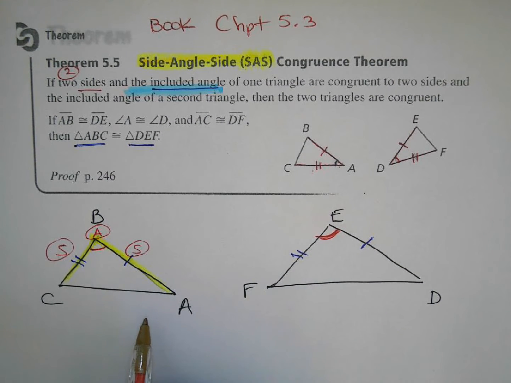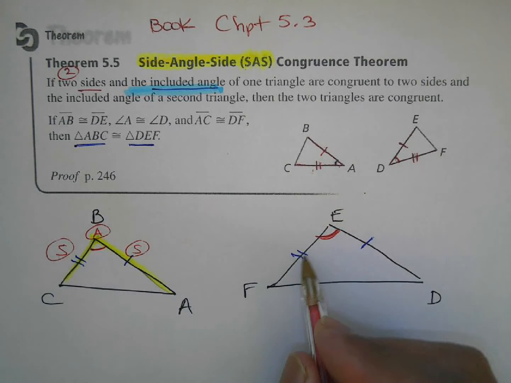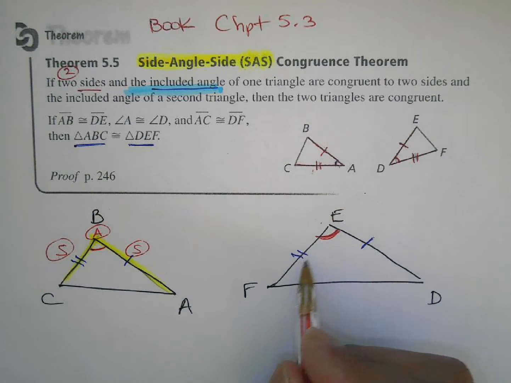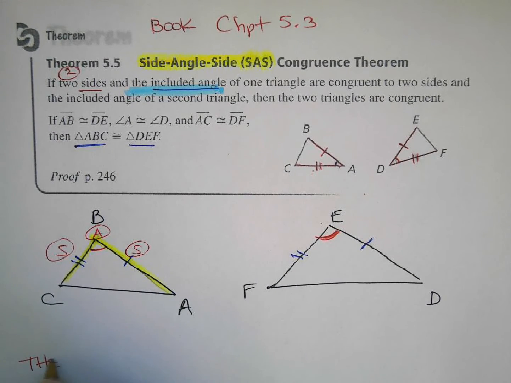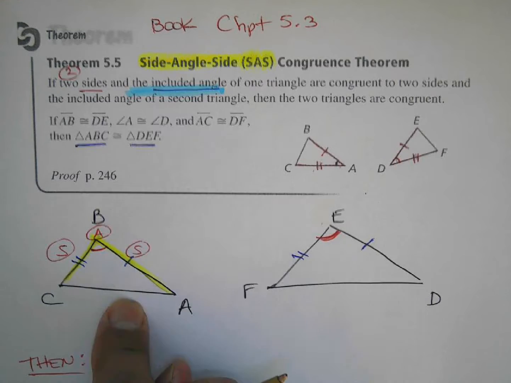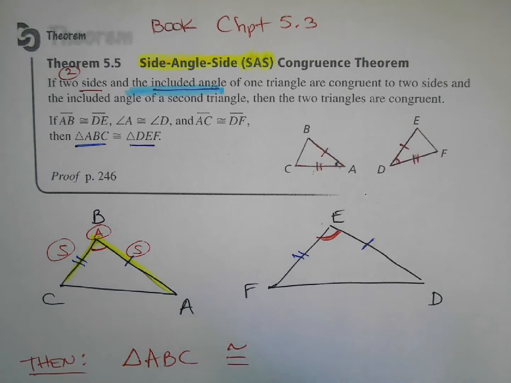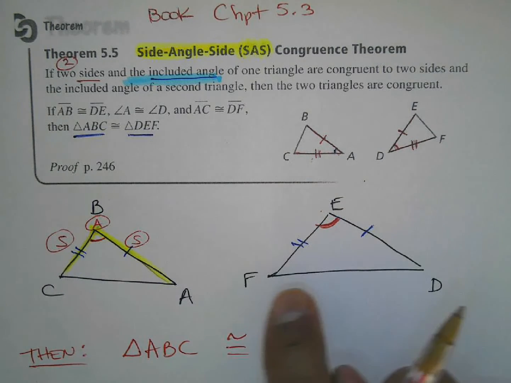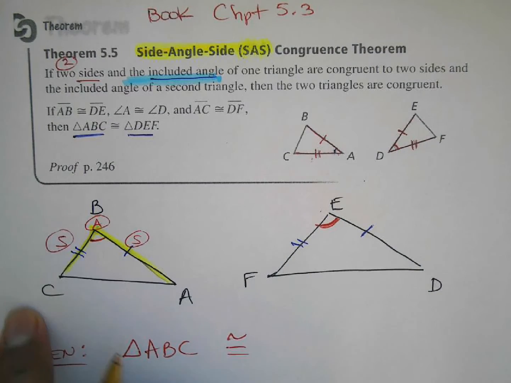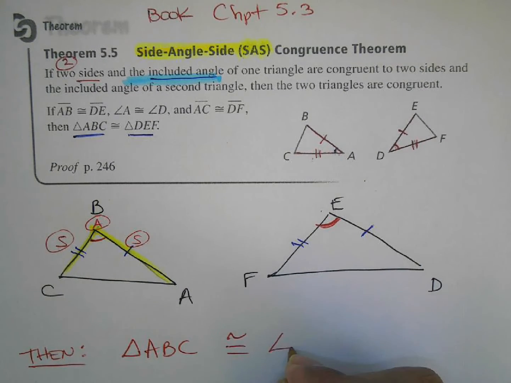If this is true, if you can prove and verify that these side angle sides are exactly congruent to these three side angle side parts, then we're able to claim what? Then we're able to claim that this triangle, which is triangle ABC, is congruent, right? To what? I went from here to the angle to the out, so ABC, so it'll be DEF.